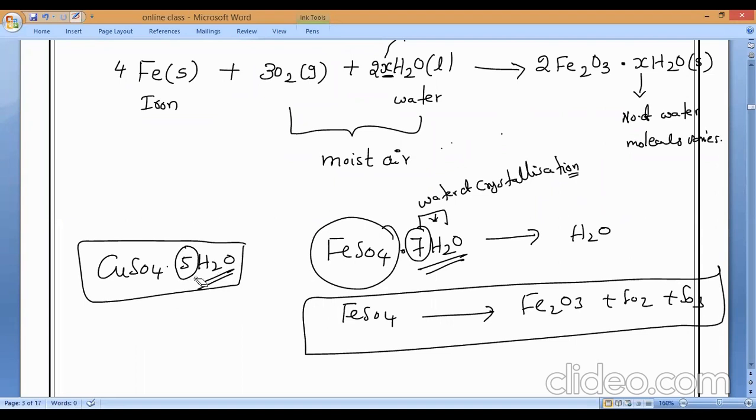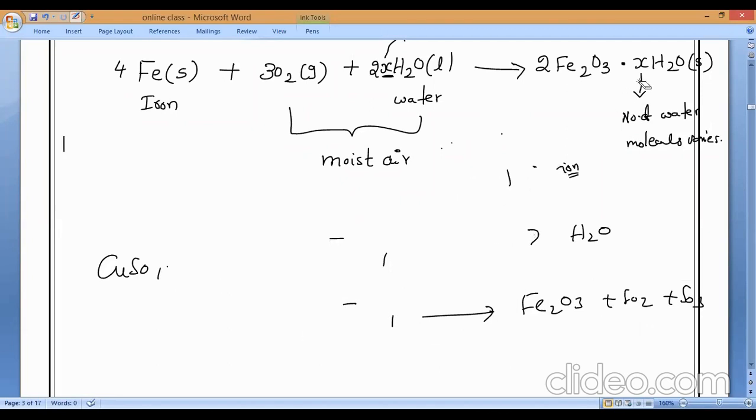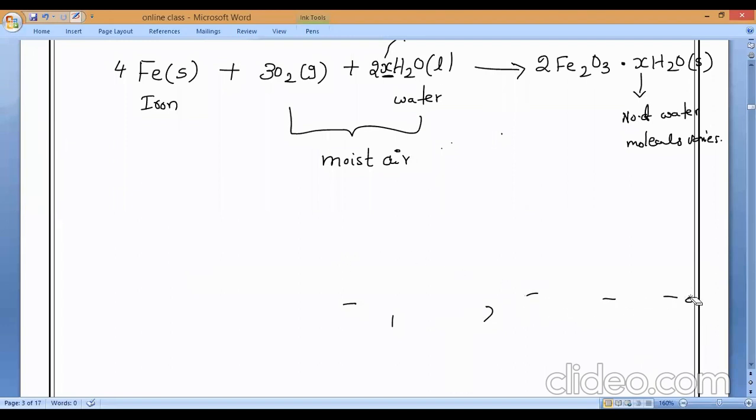Now in the same way, in the rusting of iron also, the number of water molecules varies from place to place. So instead of mentioning the number, what will we take, guys? We will take X. X indicates it may be 1 water molecule, or maybe 2, or maybe 3, or maybe 4. So we cannot predict it. That is the reason I am taking X. Based on the place, it will keep on varying. So I am just taking X.